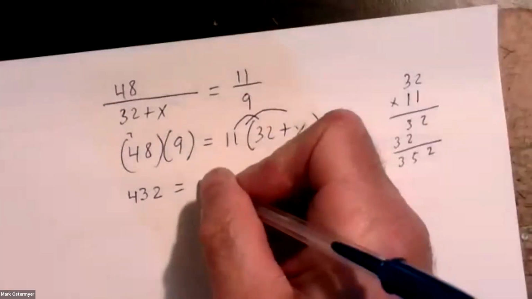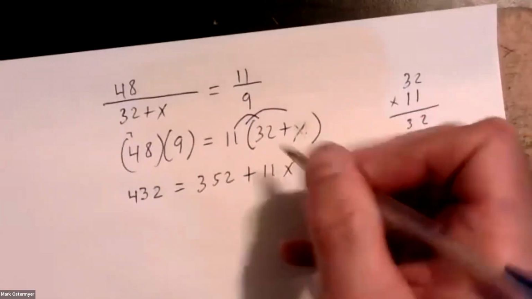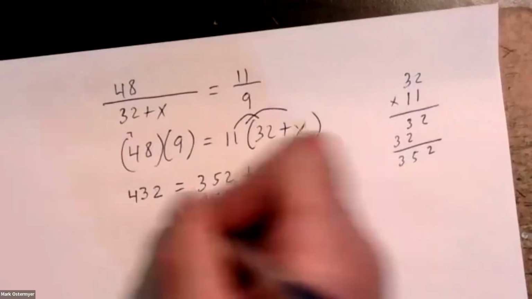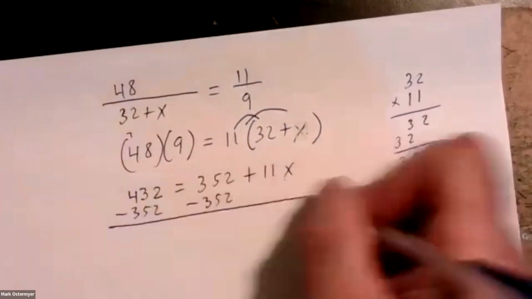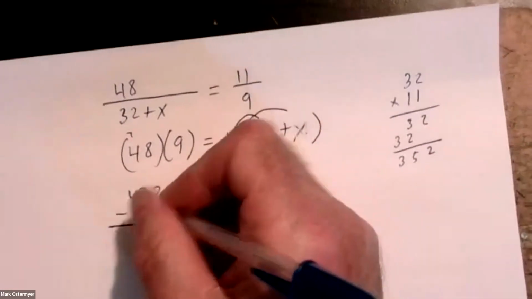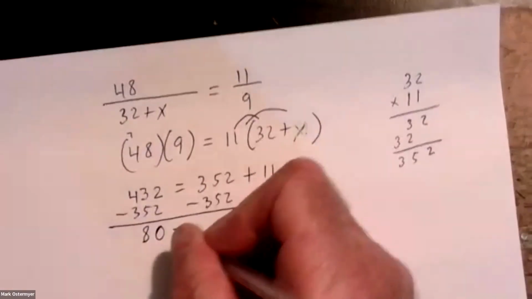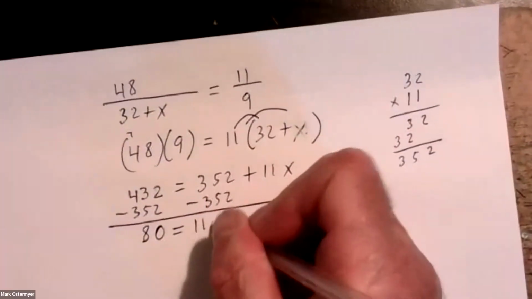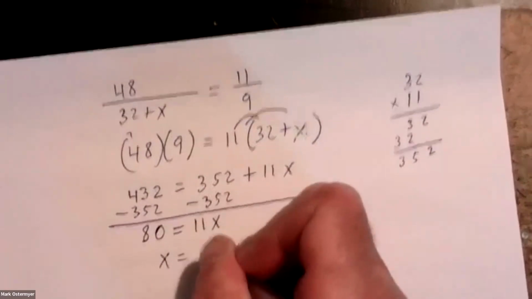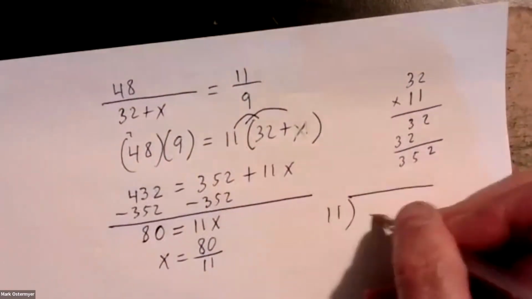$352 plus 11x. Subtract off 352 from both sides. What's 432 minus 352? And that's equal to what? 11x. Divide by 11, and x is equal to what? 80 over 11.